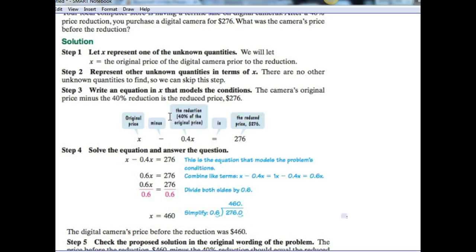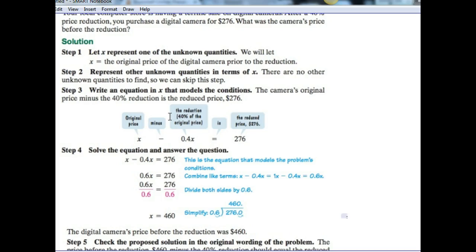Secondly, represent any other unknown quantities in terms of X. Like if there was something else you didn't know, you can create a quantity, but it's got to be in terms of X. Now this particular one didn't have anything, so we can skip this step.